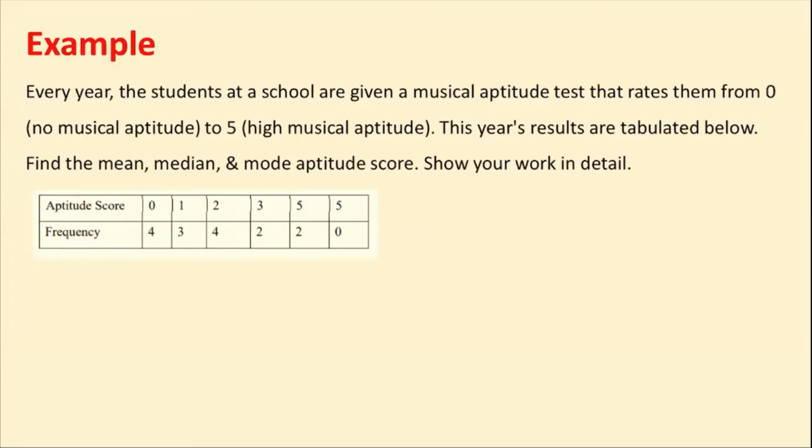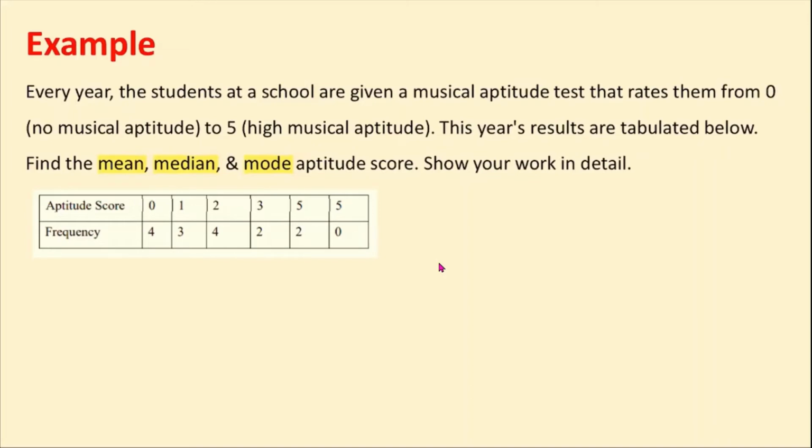Time for next example. Every year, the students at a school are given a musical aptitude test that rates them from 0 through 5. So 0 means no musical aptitude and 5 means high musical aptitude. This year's results are tabulated below. Here we have the aptitude score and the number of students, or frequency. We are asked to find the mean, median, and mode score, and we are asked to show the work in detail. That means we are doing the actual calculation to find the values. We are not using a calculator.